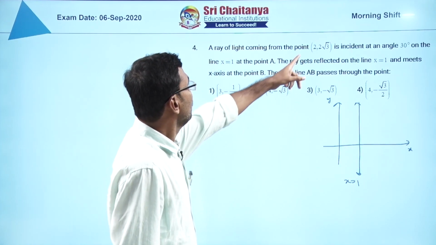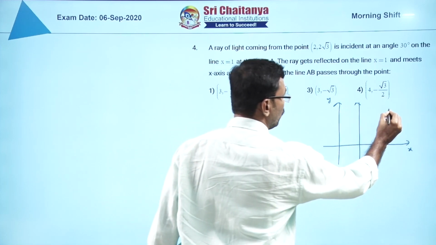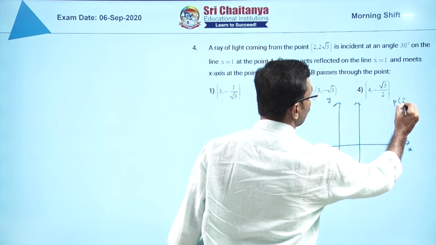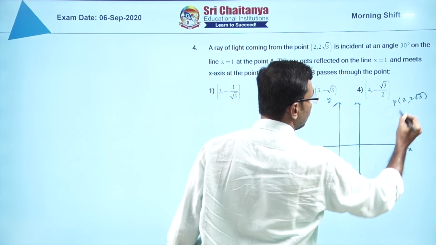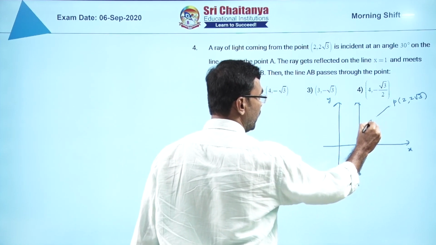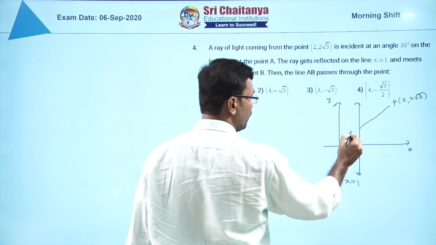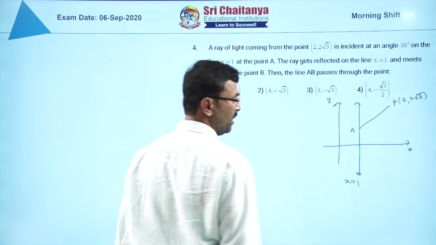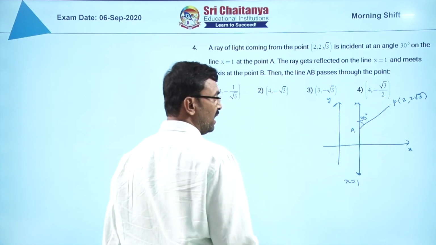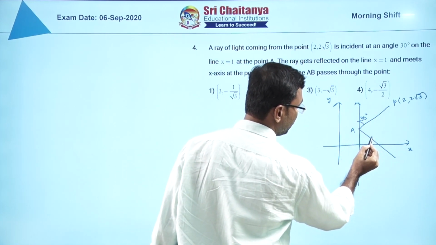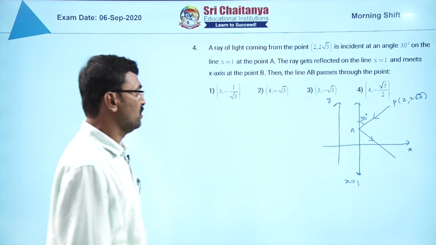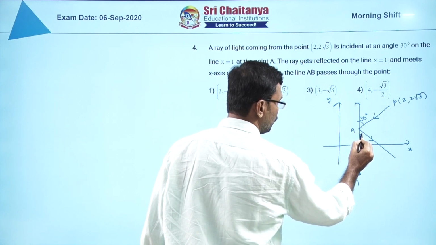He is saying from this point 2 comma 2 root 3, let us suppose that point be P (2, 2 root 3). From this point a ray is incident on this line x is equal to 1 at point A with an angle 30 degrees, and again it is reflecting like this. It is incident like this, next reflecting like this. So, when this is 30 degrees, this is also 30 degrees.